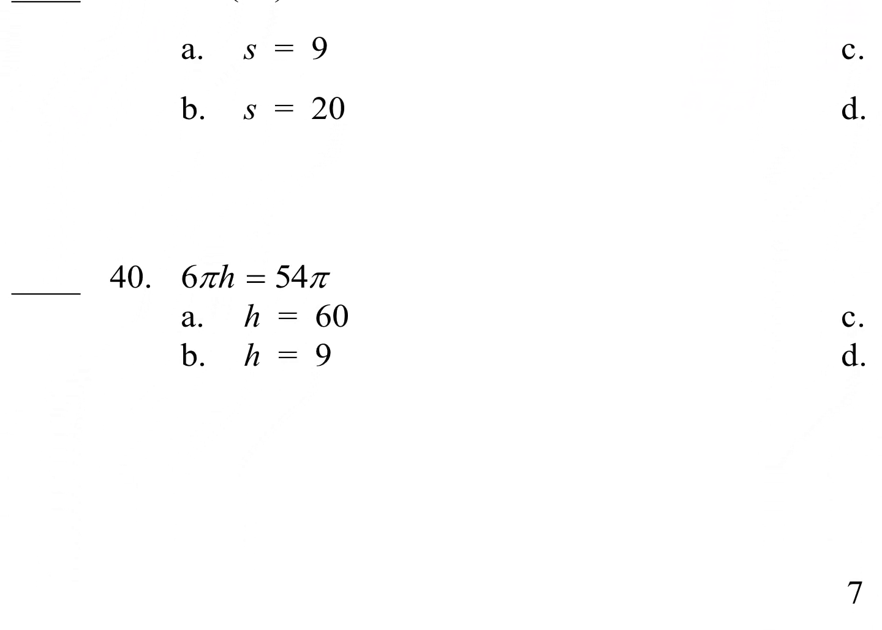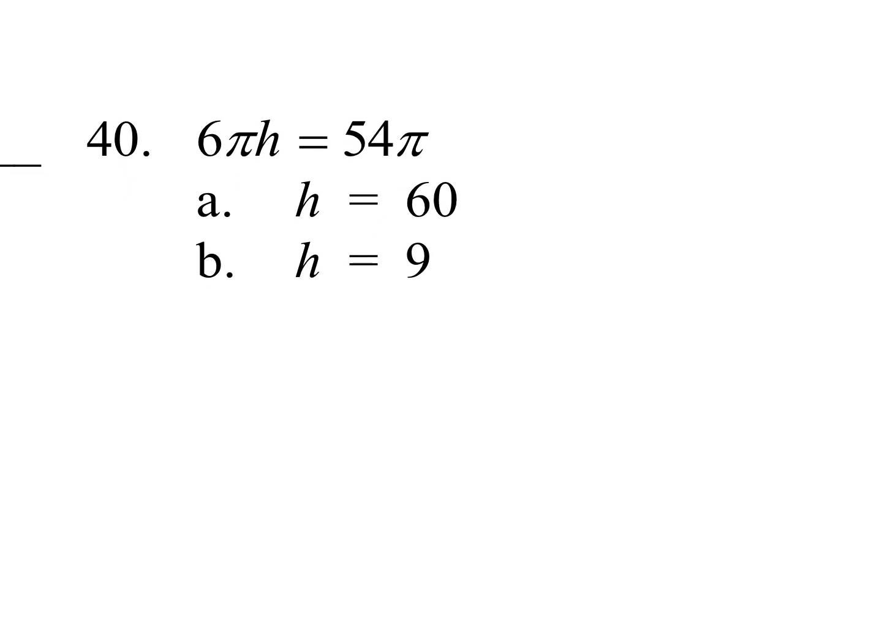All right, 39 is the same. 40 is just a little bit different, but we're solving for h. What would I need to do to solve for h? If h is being multiplied by 6 pi, divide 6 pi on both sides.